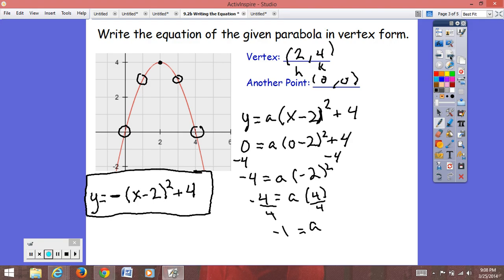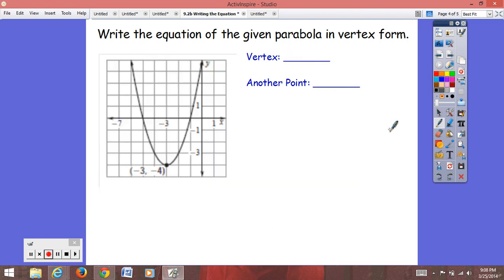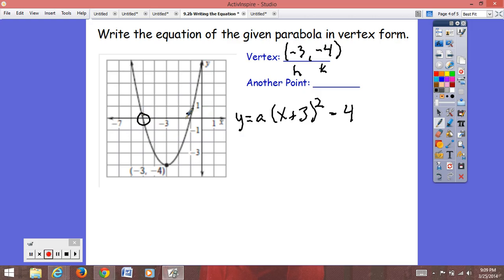We'll do one more. So we have our graph here. Our vertex is already given to us, the point (-3, -4). And again, -3 is our h, -4 is our k. So we have y equals a times (x, again, minus a -3 is +3) quantity squared minus 4.